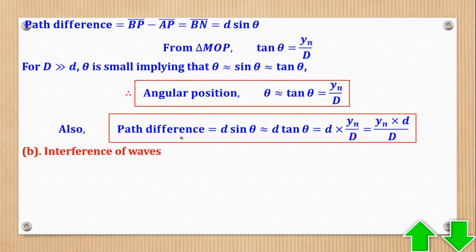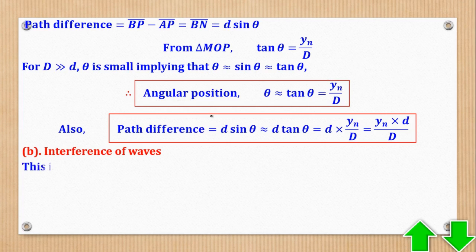So we have seen two terms. We have seen angular position, which is yn over capital D. Remember, it is capital D. Don't confuse capital D with small d. Small d is the separation of the slits or of the sources of waves, and capital D is the distance from the slit to the screen. Okay, so we have seen path difference and angular position.